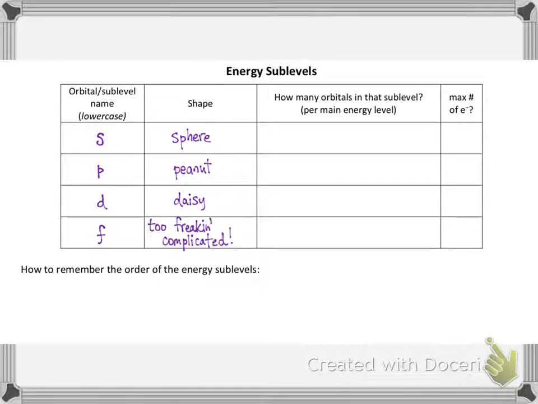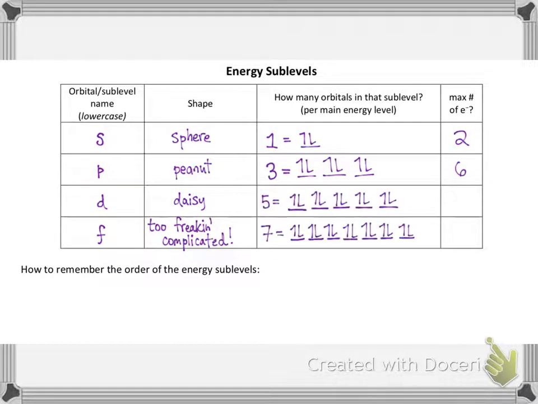Each different sublevel has a different number of orbitals within that sublevel. S orbitals, or S sublevels, are the smallest. They fit a single orbital, which means only 2 electrons can fit in an S sublevel. The P sublevel is a little bigger. It can fit 3 orbitals, which means it can fit a maximum of 6 electrons at a given P sublevel. So the pattern continues. D can fit 5, and F can fit 7, which means that a D sublevel can fit a maximum of 10 electrons, and an F sublevel can fit a maximum of 14 electrons.